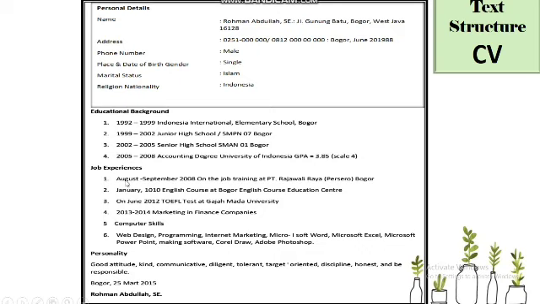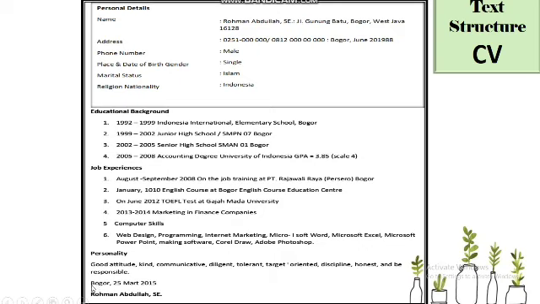adalah pada waktu kalian on the job training, ya, itu bisa dituliskan. Atau beberapa sertifikat yang kalian punyai itu disebutkan juga, masa pembuatan sertifikat bisa dimasukkan ke job experience. Kemudian personality: good attitude, kind, communicative, diligent, tolerant, target-oriented, discipline, honest, and responsible.